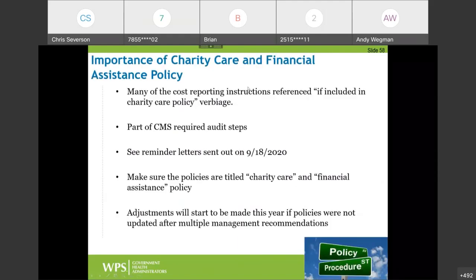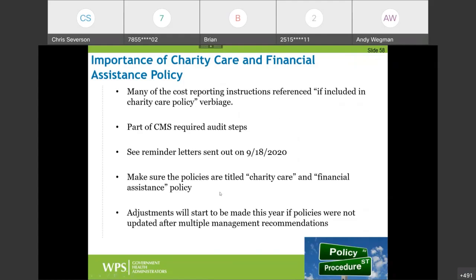And next topic was the importance of charity care and financial assistance. So in this case, we already talked about a lot of examples where it had to be included in your charity care policy. If you look at the cost reporting instructions, it very clearly says that multiple times. And these are also part of CMS's required audit steps. The reminder letters initially went out a couple of years ago, September 18th, because CMS brought this up. They had a big concern about this. So by now, hopefully every provider has had a chance to adopt those changes, update their policies.